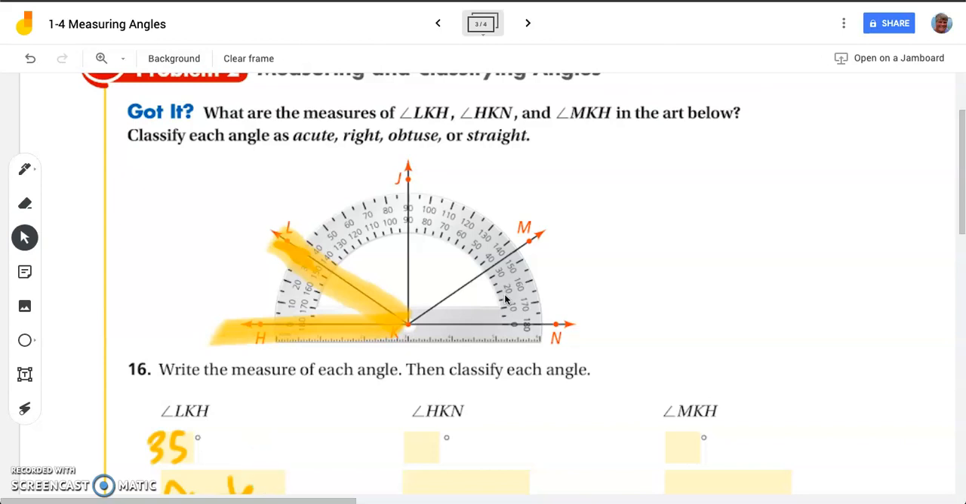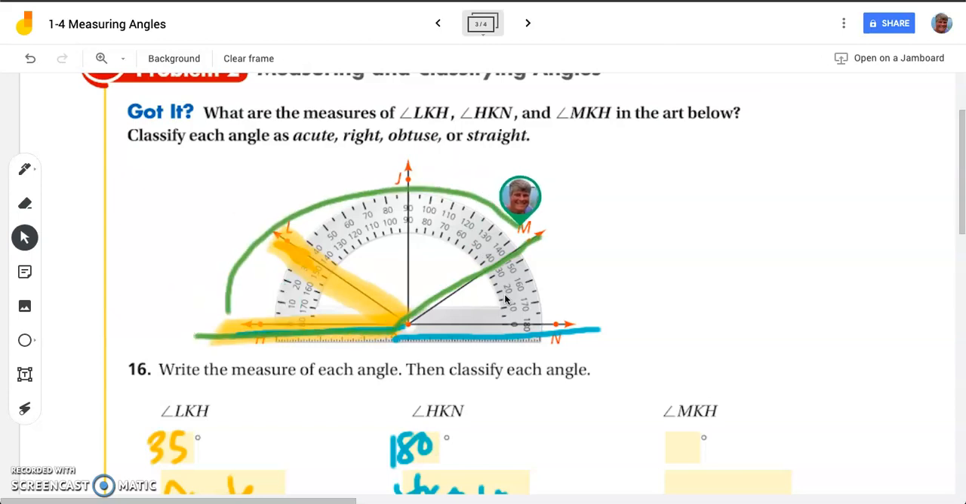Okay, HKN is all the way across, which means 180, just straight. And then we've got MKH, which is here, and you can see we go all the way over. So we want to make sure we read that between 140 and 150, which is about 145. Now, what if it's in between?